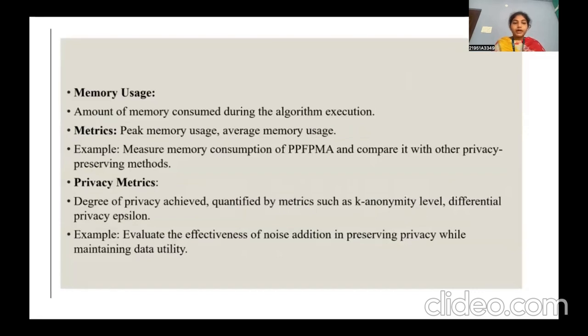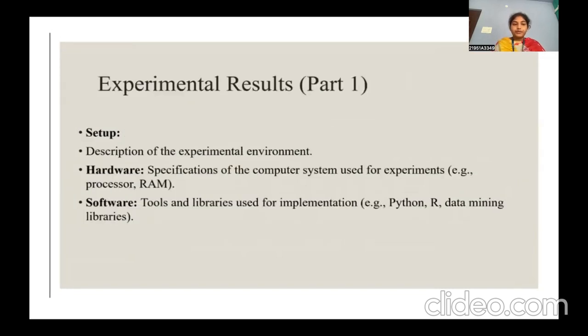Memory usage: amount of memory consumed during the algorithm execution. The metrics are peak memory usage and average memory usage. Example: measure memory consumption of PPFP-MA and compare with other privacy preserving methods. Privacy metrics: degree of privacy achieved, quantified by metrics such as k-anonymity level and differential privacy epsilon, to evaluate the effectiveness of noise addition in preserving privacy while maintaining the data utility.